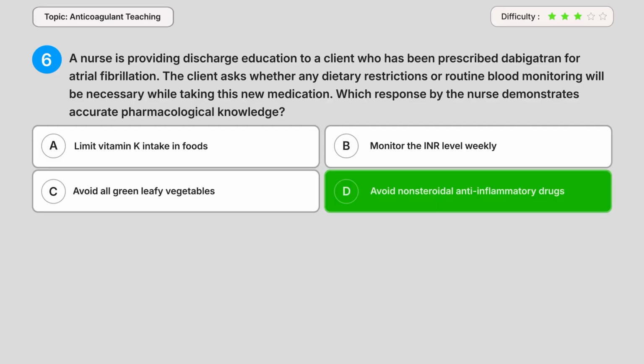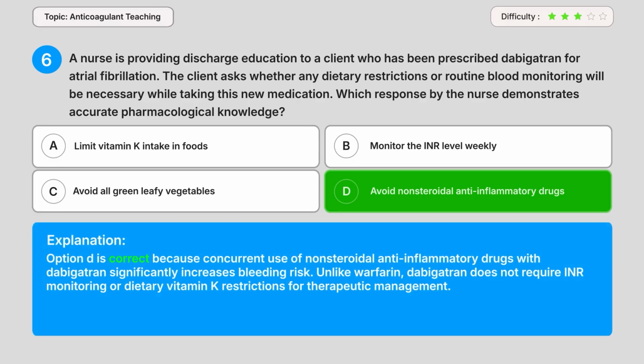Correct answer. D. Avoid non-steroidal anti-inflammatory drugs. Explanation. Option D is correct because concurrent use of non-steroidal anti-inflammatory drugs with dabigatran significantly increases bleeding risk. Unlike warfarin, dabigatran does not require INR monitoring or dietary vitamin K restrictions for therapeutic management.